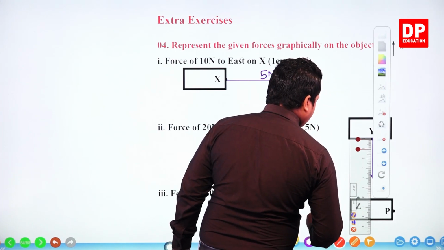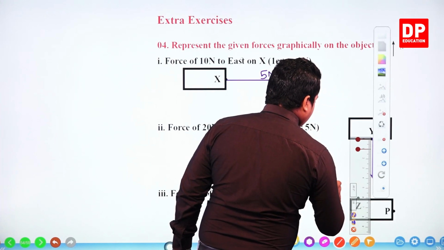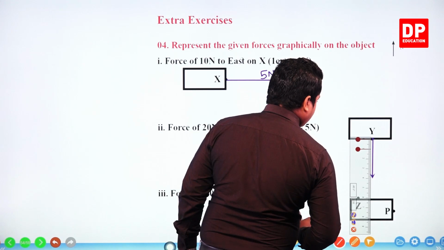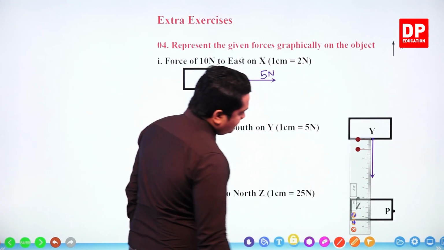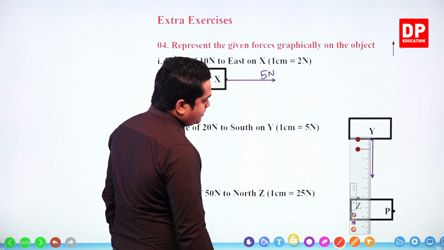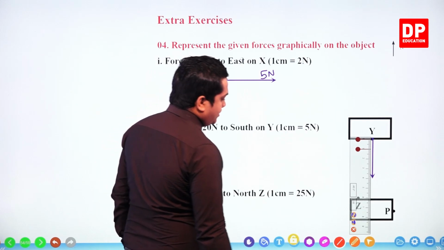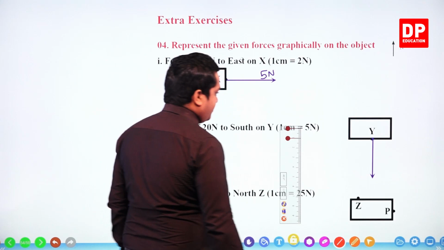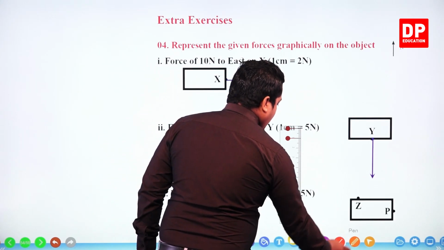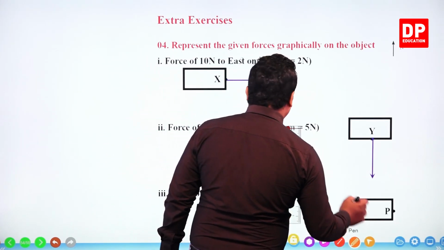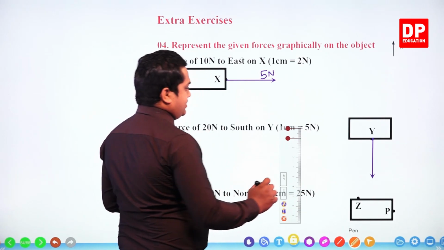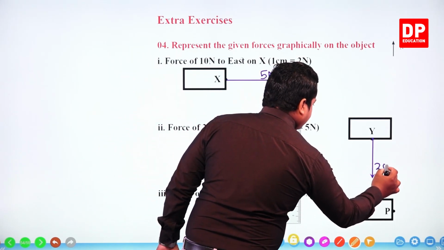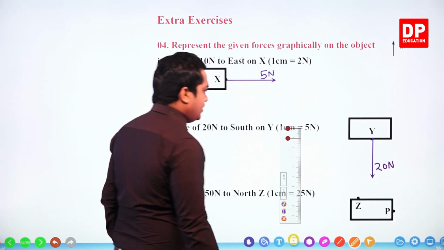Four centimeters, okay. Exactly 4 centimeters. Yes, exactly 4 centimeters. Now, let's take the ruler away. And we'll write down how much is the value. 20 Newton is the value.